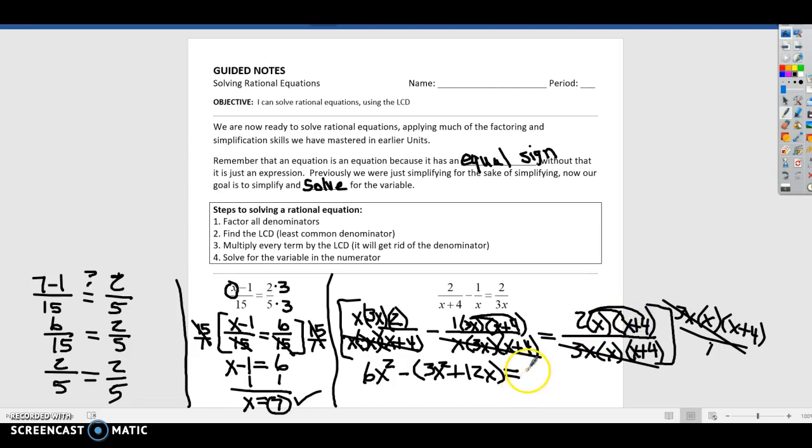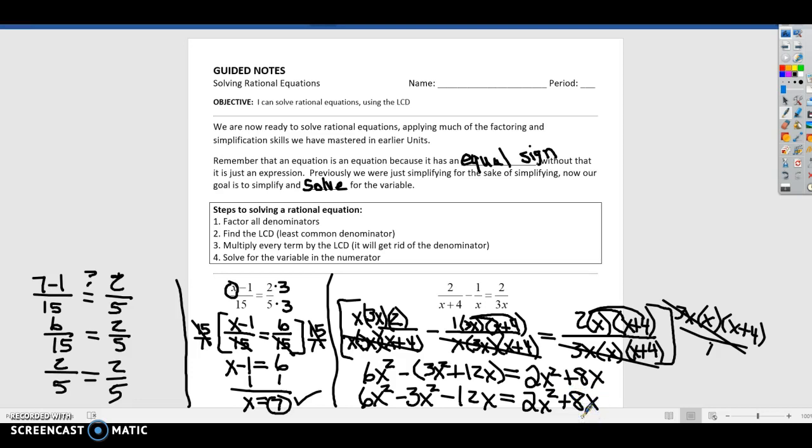So I'm going to have 2x squared, and I'm going to have 2x times 4, which is 8x. Now, I'm going to go ahead and distribute my negative since I have that there. I've got 6x squared minus 3x squared minus 12x is equal to 2x squared plus 8x.